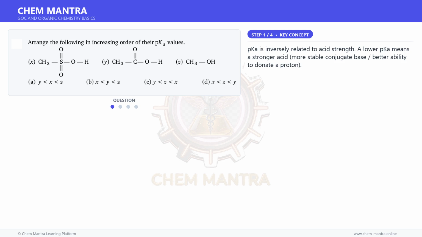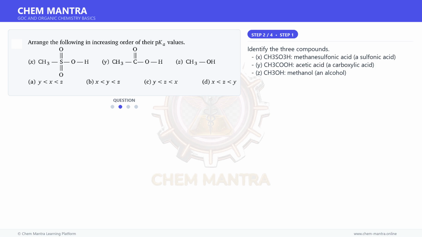pKa is inversely related to acid strength. A lower pKa means a stronger acid, more stable conjugate base, better ability to donate a proton. Moving on to the next step.